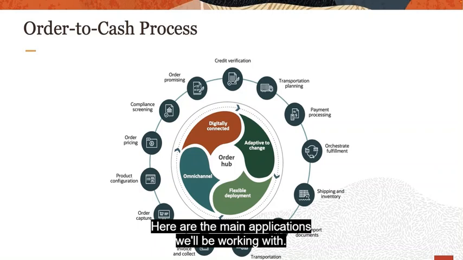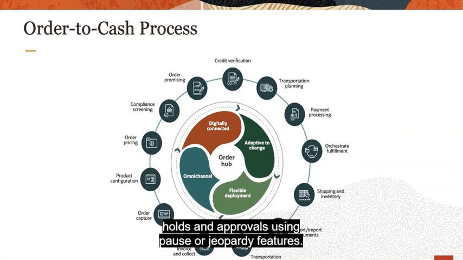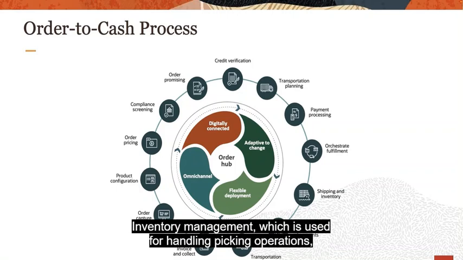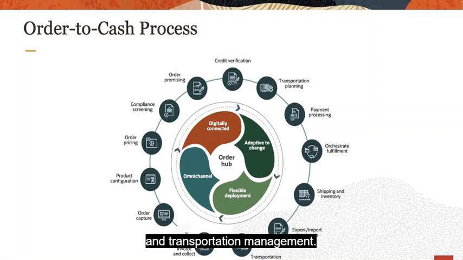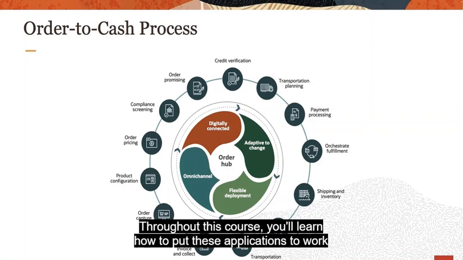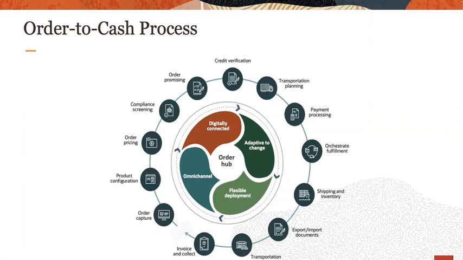Here are the main applications we'll be working with. Order management, for capturing orders, applying constraints, managing holds and approvals, using pause or jeopardy features. Configurator. This is for configuring products. The pricing module, for setting up and adjusting prices. Inventory management, which is used for handling picking operations. Shipping, for shipping processes, trade compliance, and transportation management. Throughout this course, you'll learn how to put these applications to work to support the order management and fulfillment flows we talked about earlier.